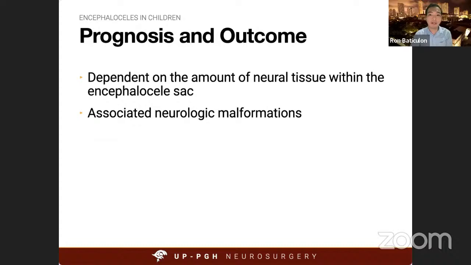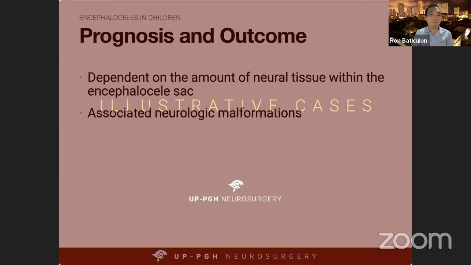Prognosis and outcome will really depend on the amount of neural tissue within the encephalocele sac. Of course, for Chiari 3 malformation, where you've got brainstem herniating through the dural defect, they've got a lot more problems. So you've got to make sure to explain to the family that the goal of surgery is really just to prevent infection and CSF leak, and the developmental outcome will really depend on the overall picture, the neurologic status of the patient pre-op. We will now go through some illustrative cases.